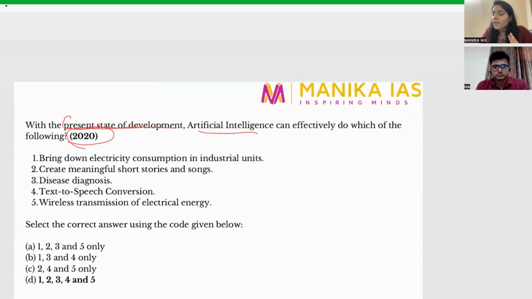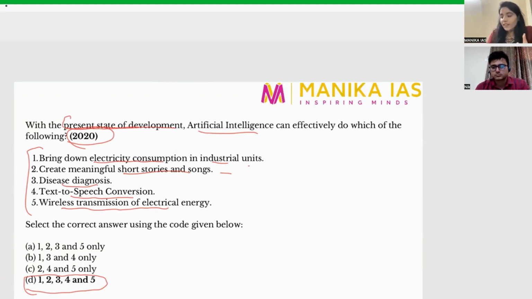Now look at the options. Bring down electricity consumption in industrial units, create meaningful short story and song, disease diagnosis, chat GPT, text to speech conversion, wireless transmission of electrical energy. So the answer should be D. In these sort of questions where application, specifically in terms of science and technology, is asked, it is an area where not much development has happened yet, and something has happened but a lot is still left. So you cannot be sure whether this can be done or not. So what you need to do is to keep a broader perspective and think like a bureaucrat. Okay, that this is a possibility you can do.